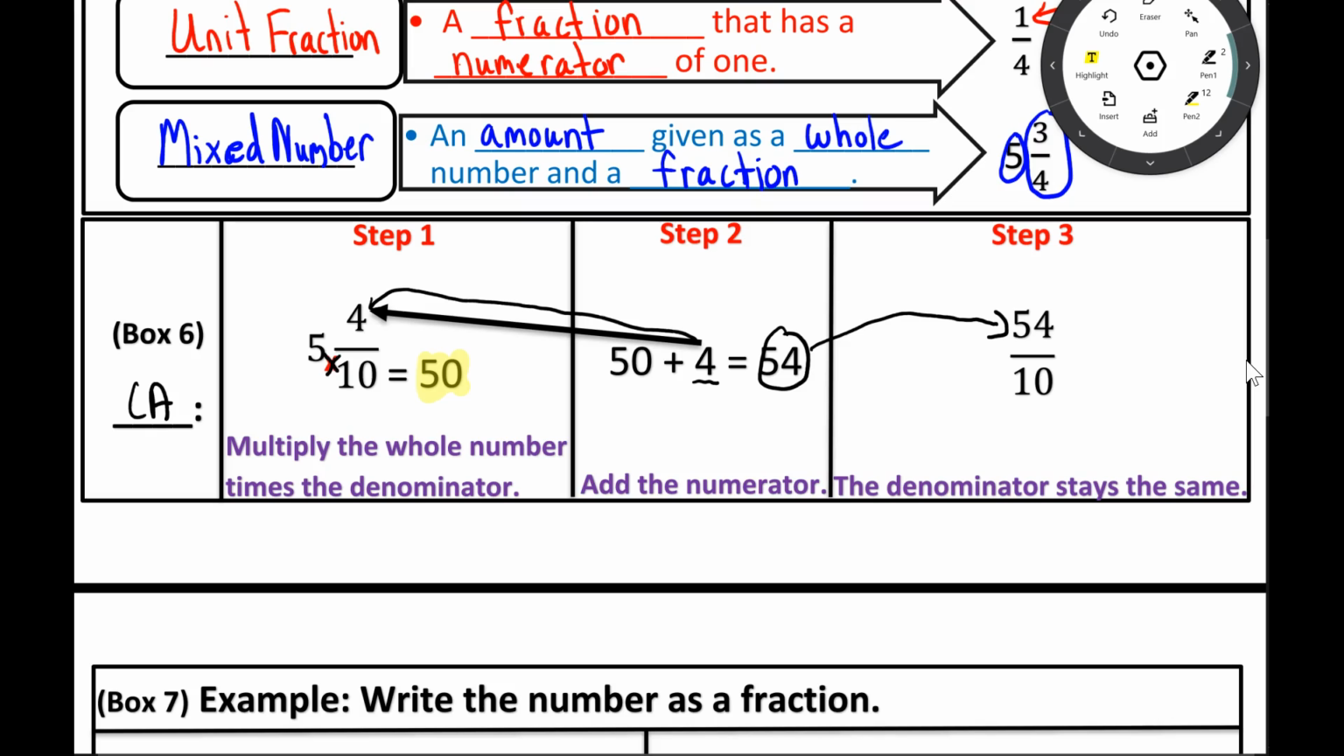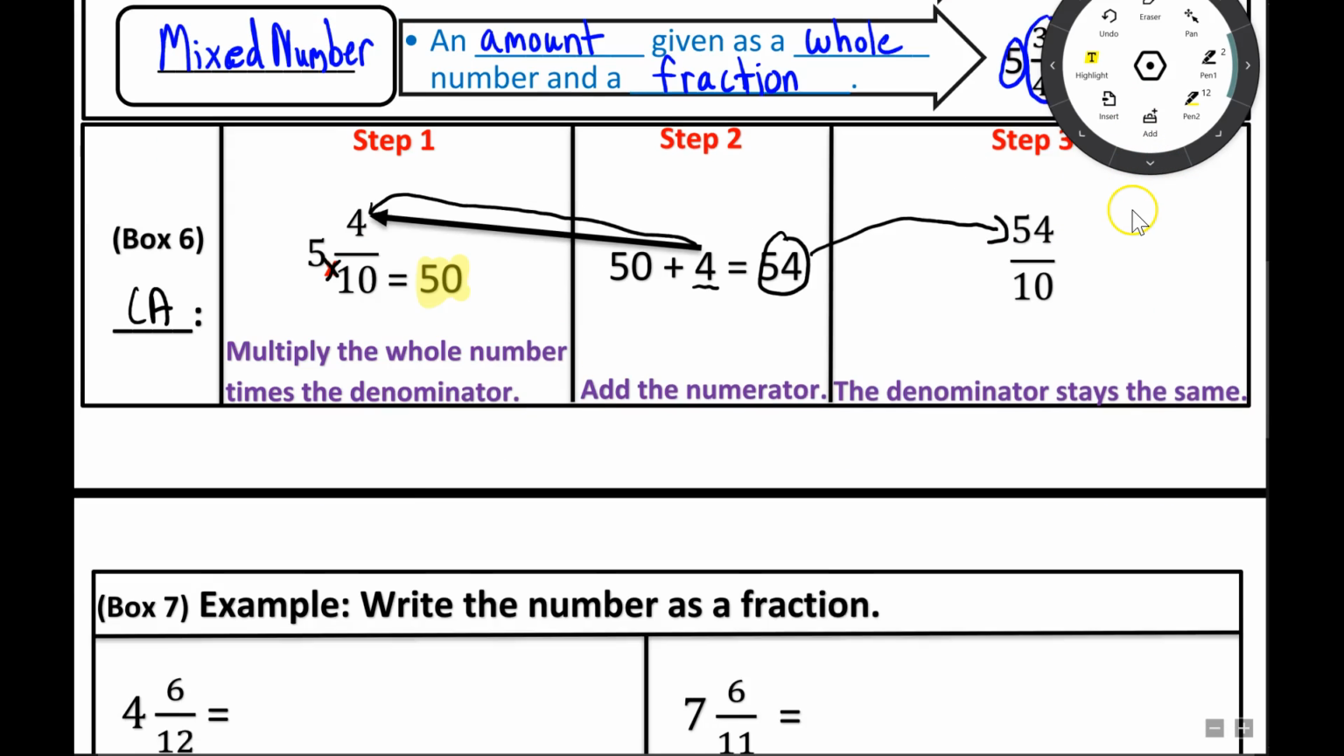Remember, when you rename, essentially all that you're saying is that you are changing it into something different. It still equals the same amount. The number doesn't change. The amount is still the same. It's just how you say it that is different. So hence the rename. Alrighty, so hopefully those steps were easy.